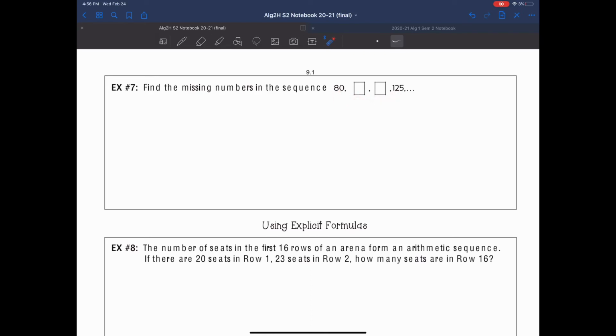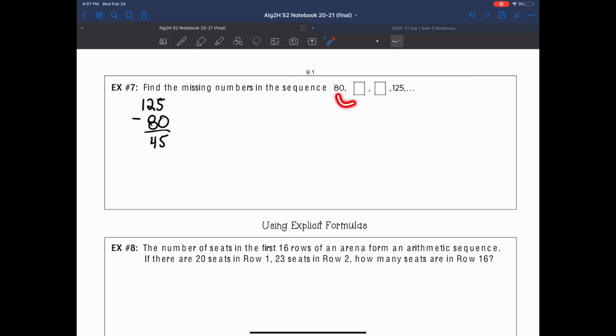So what we can do is figure out how much had to be added to 80 in order to get us to 125, and then we could divide that by 3 separate instances of having to add the common difference, and then we will know what our common difference is equal to. So let's take that last number, 125, and subtract the first number, 80. And that difference is going to give us an answer of 45. So I know that from 80 to 125, I have added a total of 45.